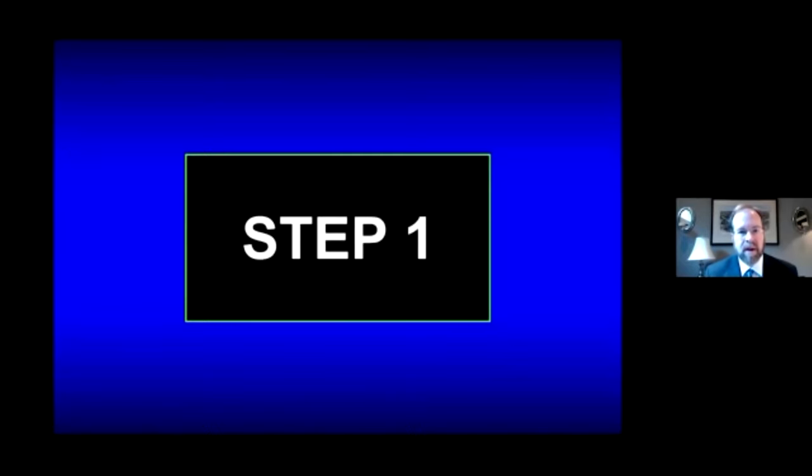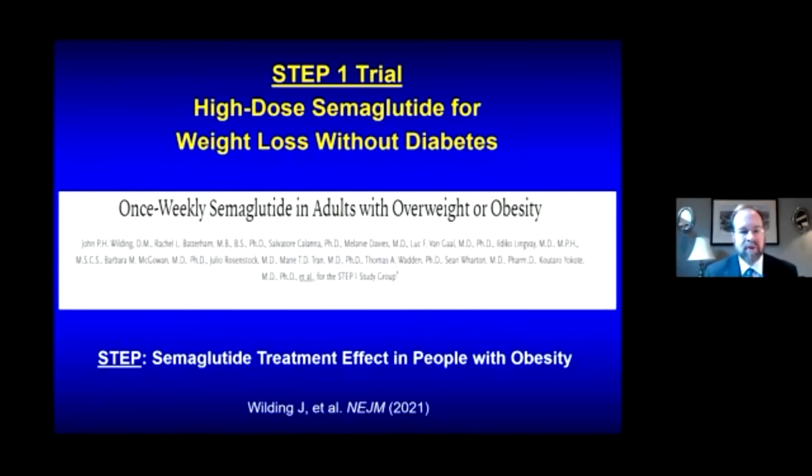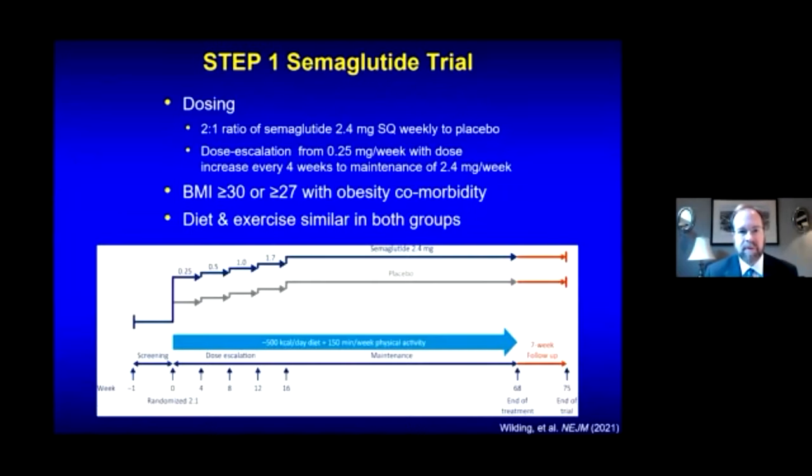STEP 1 was a randomized trial published in the New England Journal earlier this year, studying semaglutide at the high dose versus placebo. And because the side effects of semaglutide, which are all in the GI domain, are minimized by going slowly, you up-titrate this over a period of some months in a step-like manner, hence the other meaning for step.